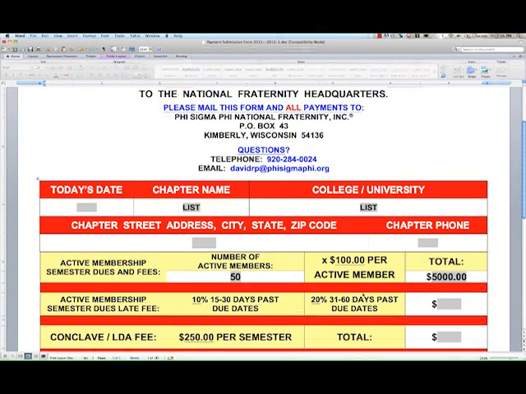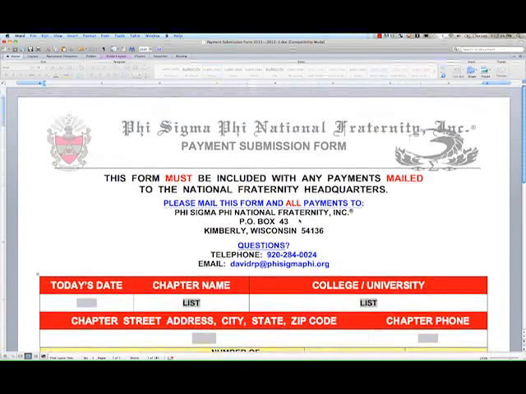So just make sure that all the math lines up and you mail this in with any check that you print out.